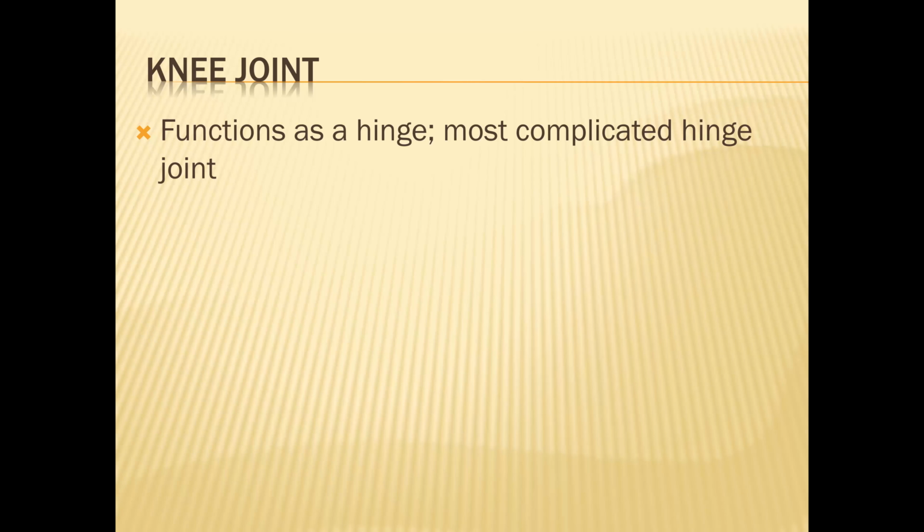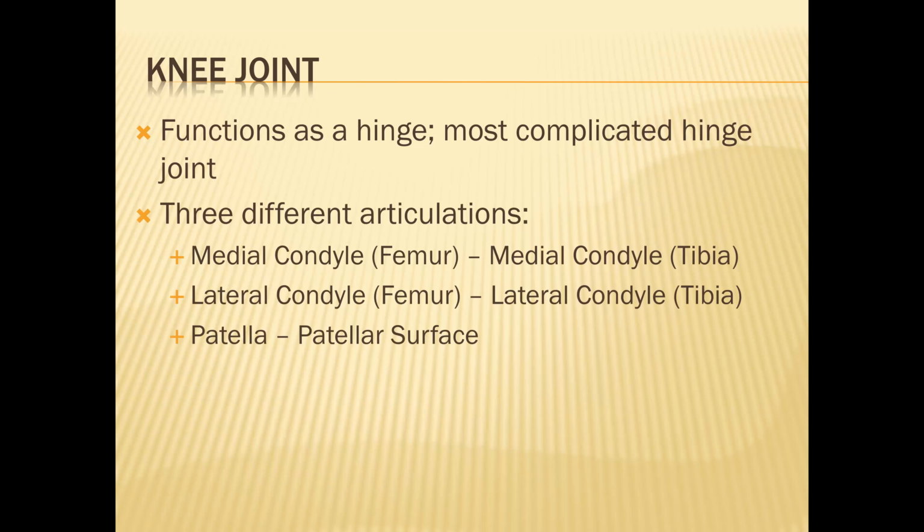And the last joint we'll look at is the knee joint. So the knee joint functions as a hinge joint, but it is the most complicated hinge joint in the body, so it's much more complicated than the elbow or the ankle between the tibia and the talus, or the hinge joints between your phalanges. The knee joint actually has 3 different articulations.